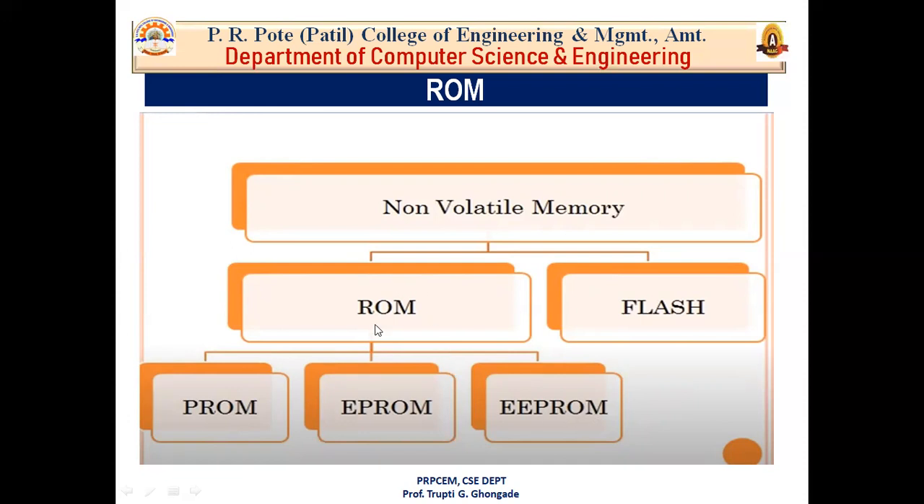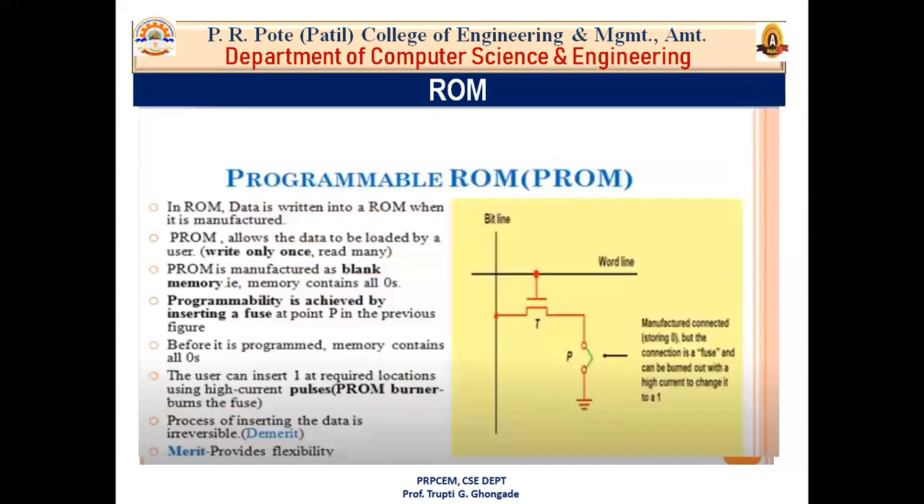So first let's see what is PROM. As I said, in a normal read-only memory cell, the data is written once when it is manufactured. That means in ROM, data is written into the ROM when it is manufactured. So it is written only once, and that is done when it is manufactured. Now, what is a PROM? That is programmable ROM. Here, the data is loaded by the user.